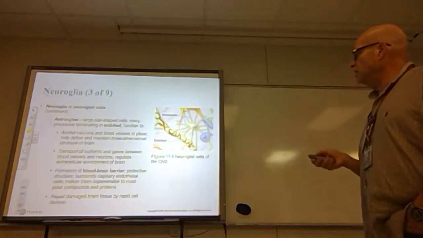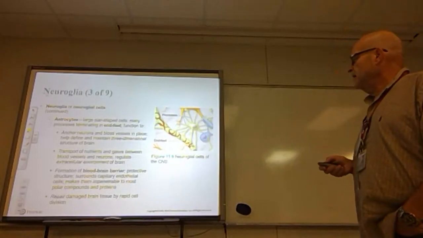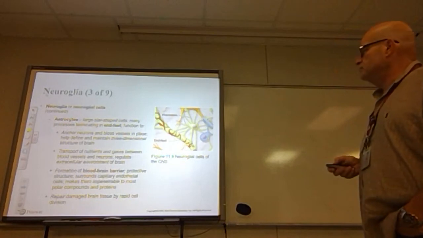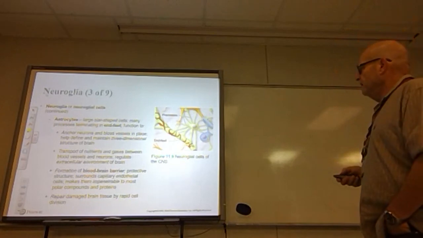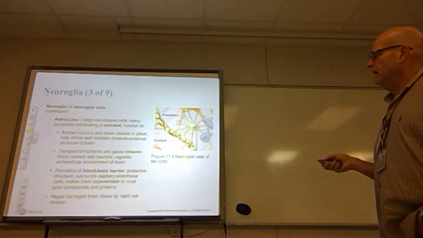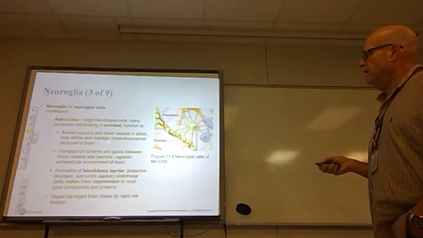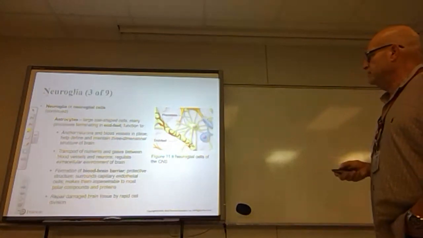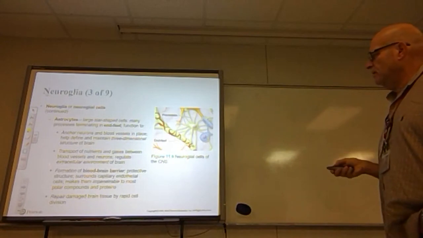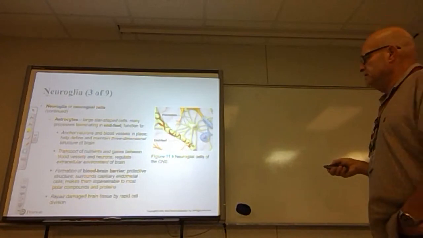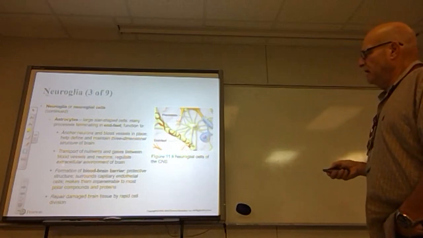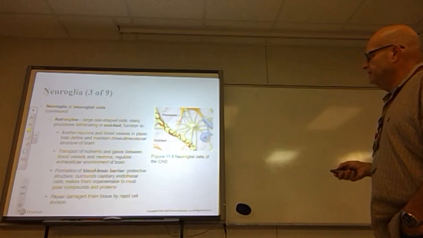The astrocytes are large star-shaped cells. They have many processes terminating in structures called end feet. Their function is to anchor the neurons and blood vessels in place and help define and maintain 3-dimensional structures in the brain. Again, this is the cell we were talking about. They transport nutrients and gases between blood vessels and neurons, and they regulate the extracellular environment of the brain.